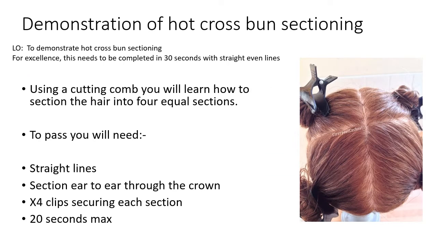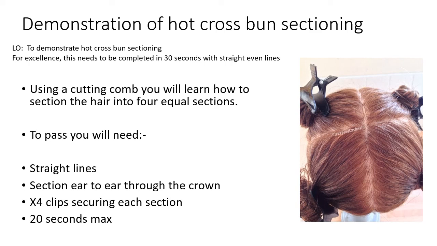So this is a demonstration of the hot cross bun sectioning. So using a cutting comb, so they're not going to be using a pintail comb, they're going to use a cutting comb, the first tooth, very similar to a pen, and they're going to draw two long lines, one from the centre of the forehead all the way to the centre of the nape, and one from behind the ear over the top of the crown to behind the other ear, which will produce 4 sections, which can be clipped up using bulldog clips, and that is called a hot cross bun.